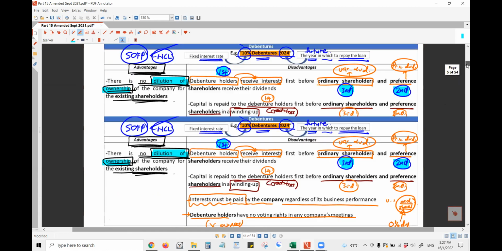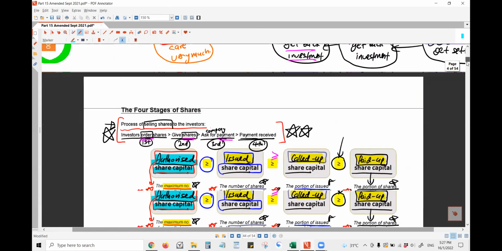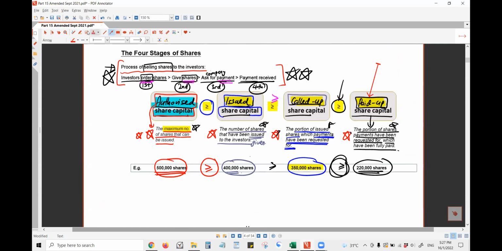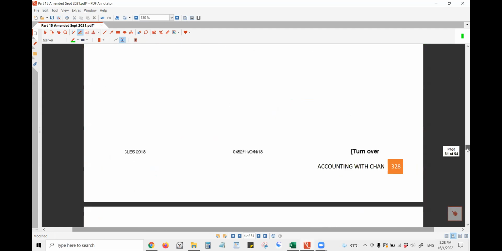So what is paid up share capital? As the term implies, paid up, paid means past tense, right? So it must have been paid. You read this, it says the portion of shares payments have been requested for which have been fully paid. Okay, paid already. Shares that have been paid, do you think that they have been issued? Do you think that they have been given to the investor? Of course. Because issuing or giving shares is the second step. Therefore the answer is true for that question.